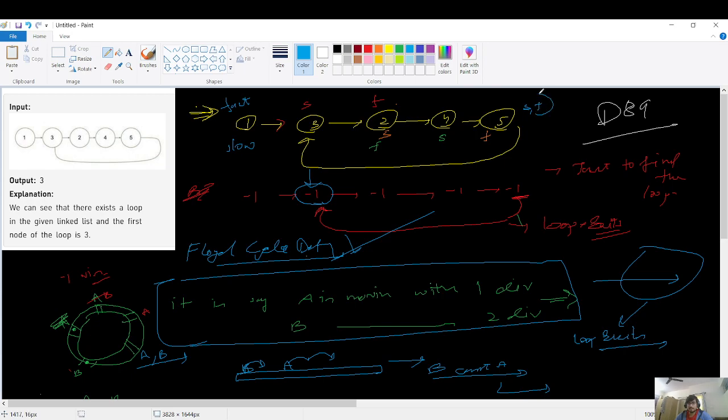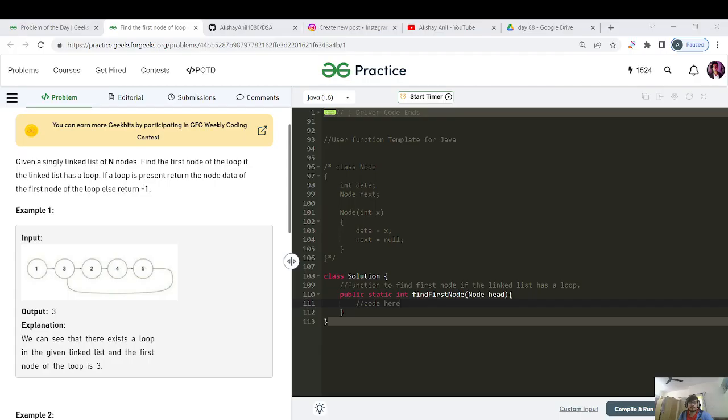And you can see that S and F are meeting at one point, and I can say that the loop exists. A similar intuition is given by Floyd, just a relative motion kind of thing. So coding this logic will assure us that the loop exists. Let's code that first, and then we will discuss further.